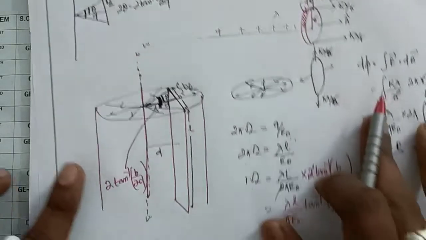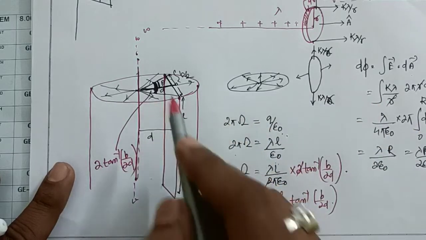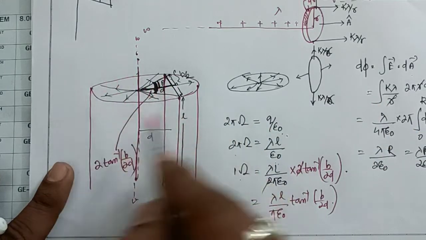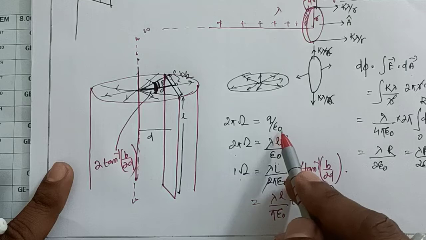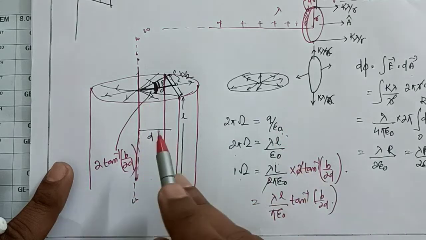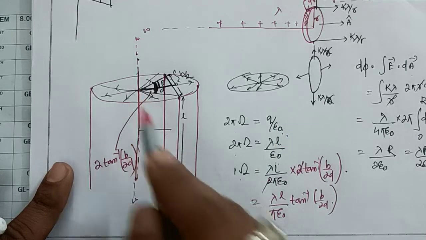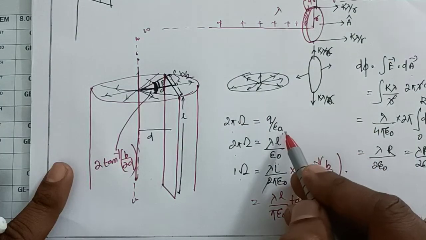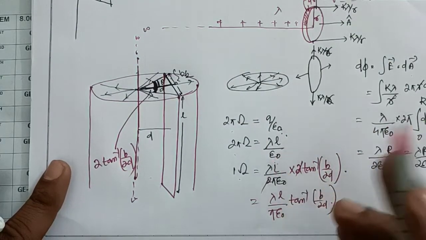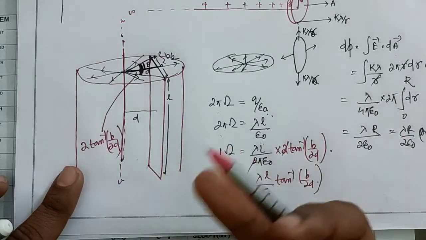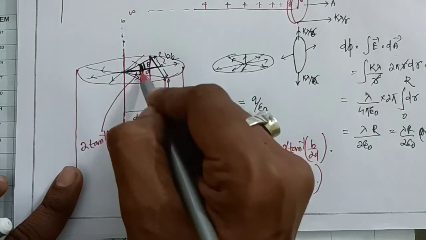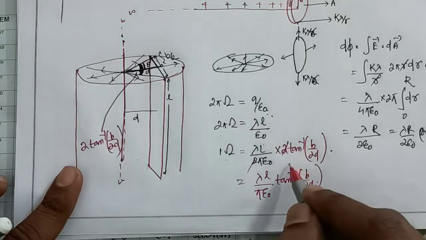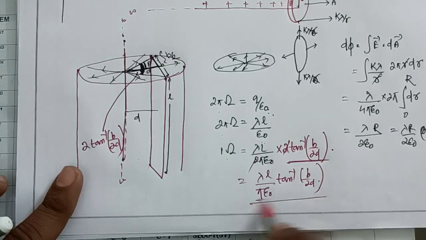Let me correct my language a little here. This is not solid angle. I just want to say that in 2 pi angle, the flux is q by epsilon naught. Make it correct: not solid angle, this is 2 pi angle. How much flux passes through this cylinder? That is q by epsilon naught, which is lambda L upon epsilon naught. For one angle, how much flux passes in this angle? I will multiply by that angle and directly get the expression.